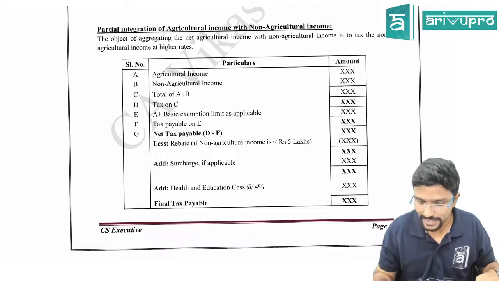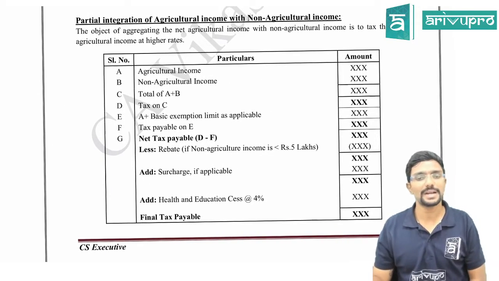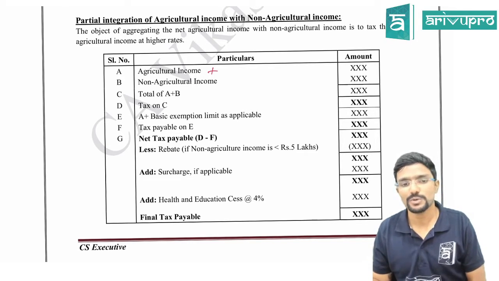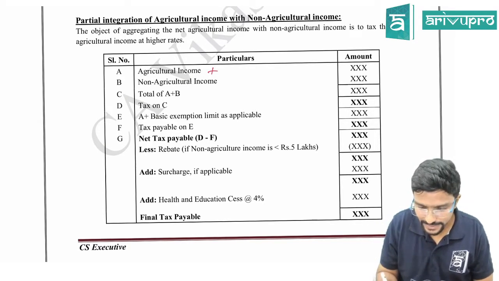Okay. So what the table tells, we will see. First, take your agricultural income. Okay. To that, add your non-agricultural income. So you will get the total of A plus B. Calculate tax on this figure.